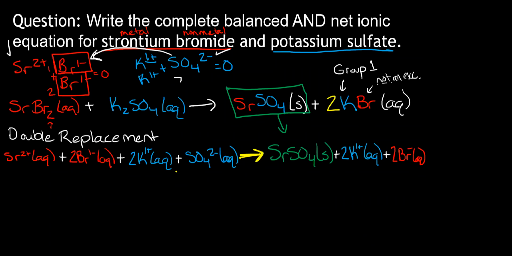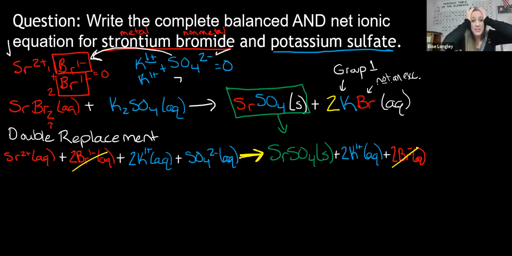You have to see what's on both sides of the equation. Yes. For example, 2Br, and they're both aqueous, so those would be bystanders. You even mentioned the phase.